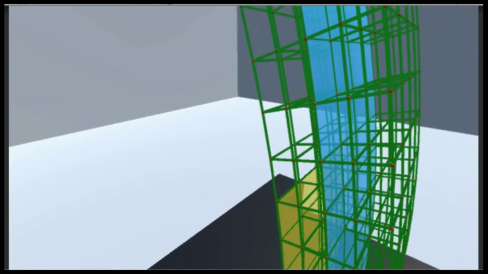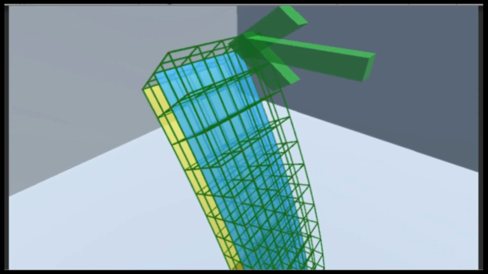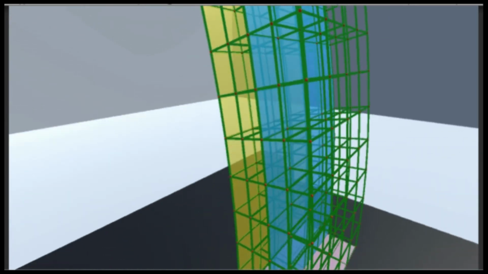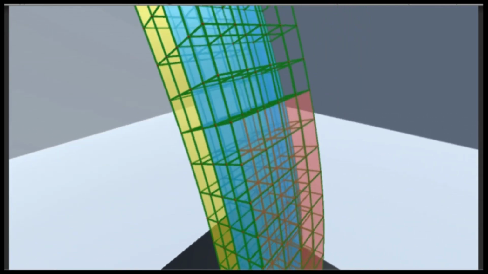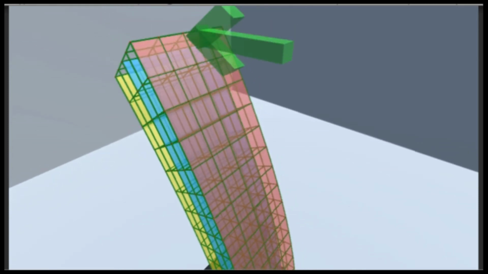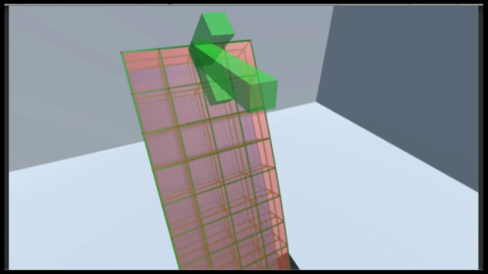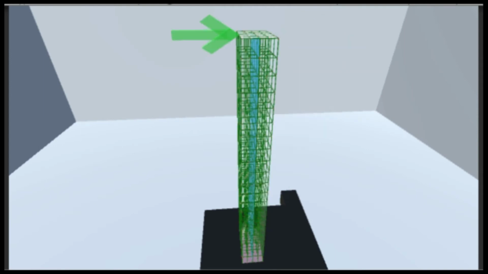Then, the back surface becomes shorter and has the largest compression. The front surface becomes longer, and it has the largest tension. We can look at the deformation from another angle.